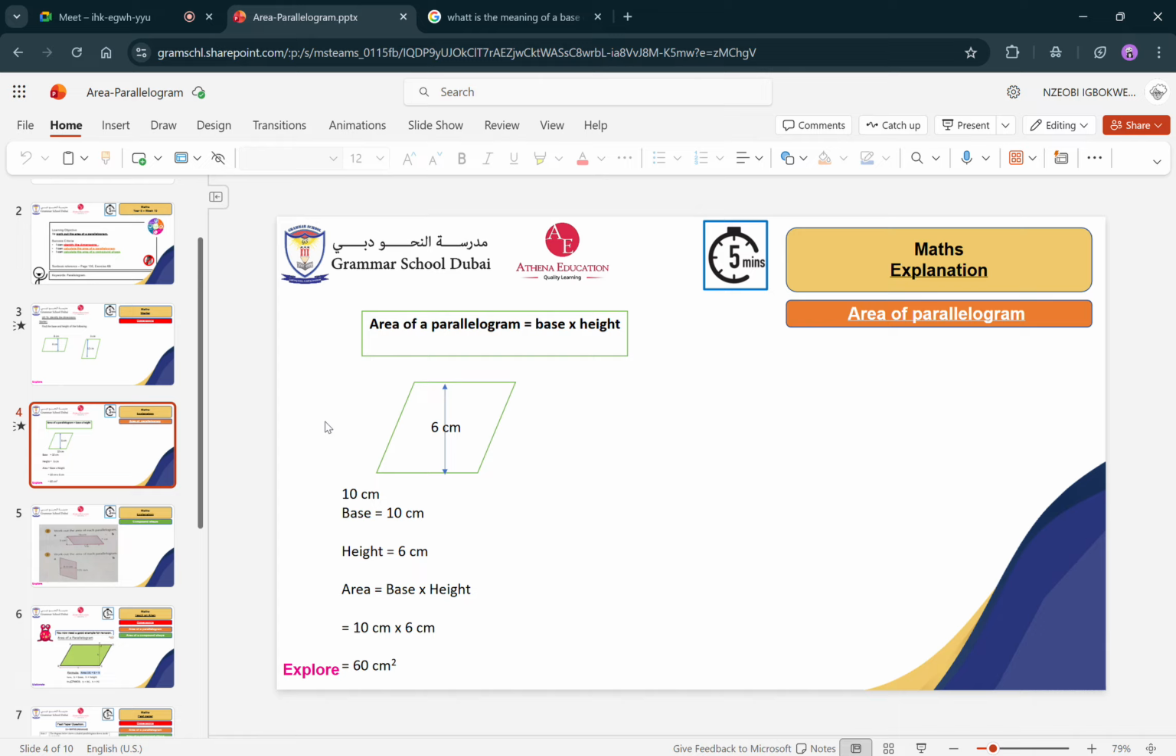Wait, hold on. Have you drawn the diagram? What did you just say I should do exactly? I said, draw this diagram and find the area. Okay.